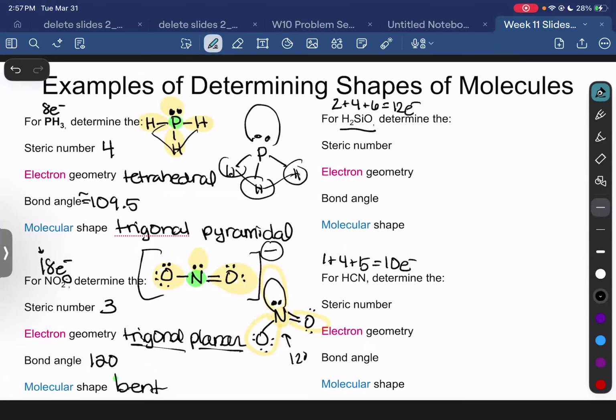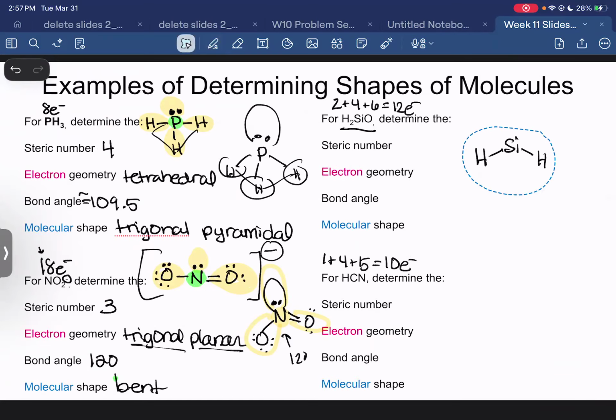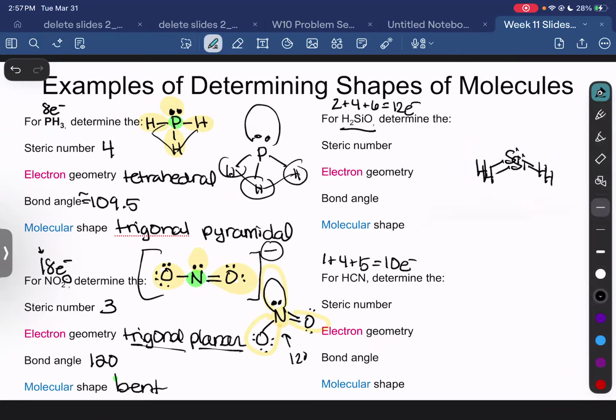So we have H2SiO. I know H is always going to be on the outside. Si is in the middle because it forms more bonds. So I've used 6 electrons there, 8, 10, 12. I'm out of electrons. So now I need to check my octet.